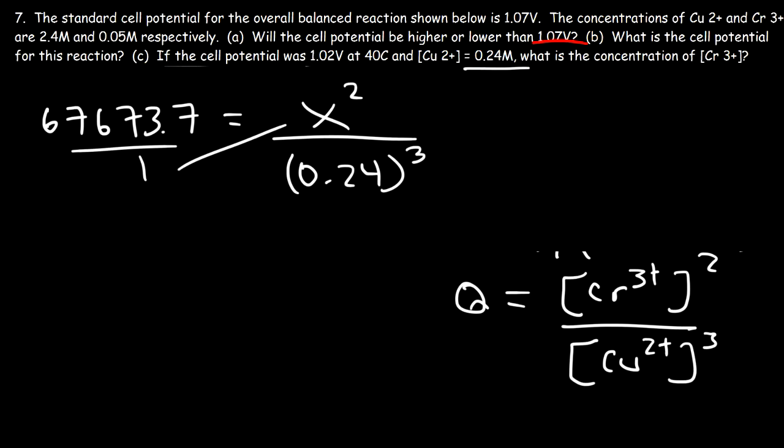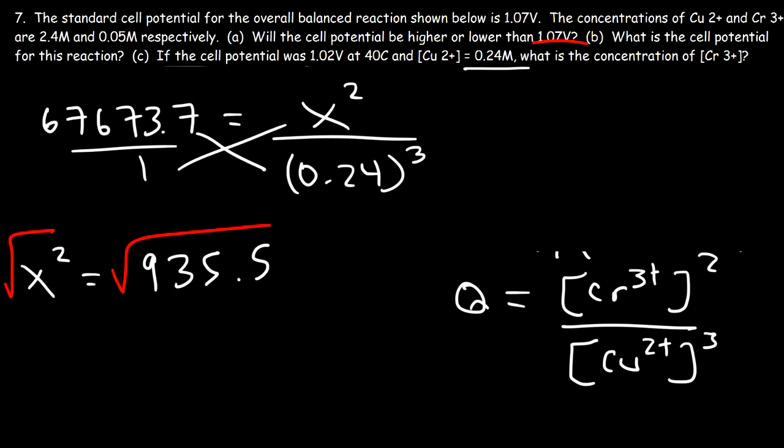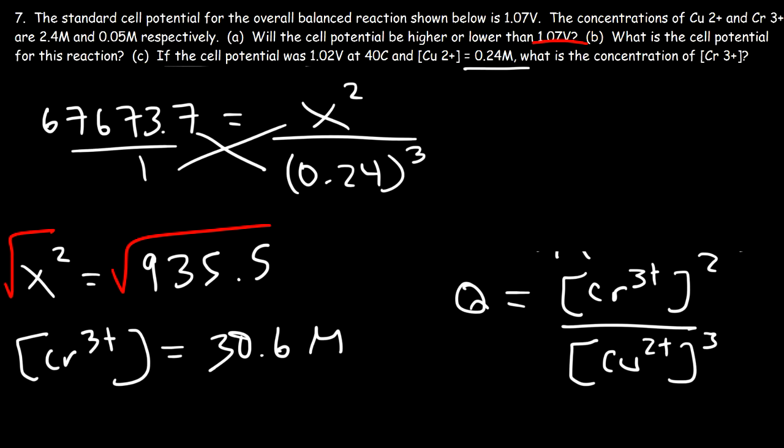So let's cross multiply. 1 times x squared is x squared. And then we're going to have 67,673.7 times 0.24 raised to the third power. And that's about 935.5. So now let's take the square root of both sides. So x, which is represented by the concentration of chromium 3+, that's equal to 30.6 M, which is pretty high. But that should be the concentration of chromium in order to get a cell potential of 1.02, given the concentration of copper 2+.